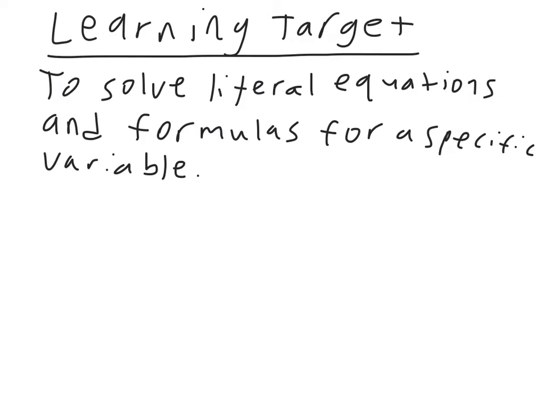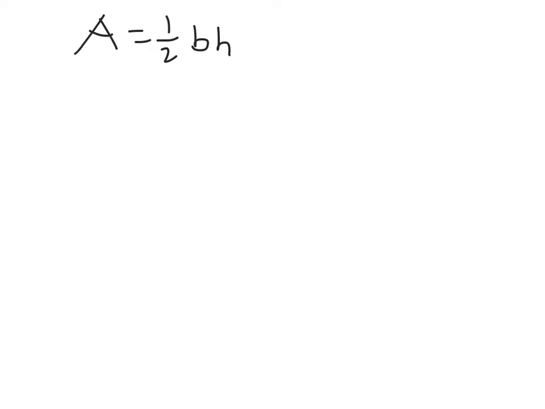So let's get started. Alright, let's start with this equation. We have A equals 1/2 BH. You may recognize this equation. It's area equals 1/2 times base times height. That's the area of a triangle. This is a formula.